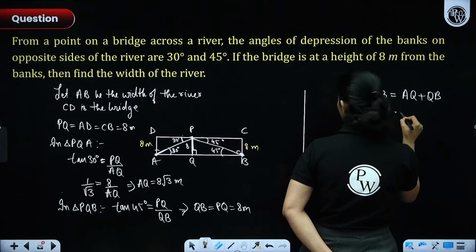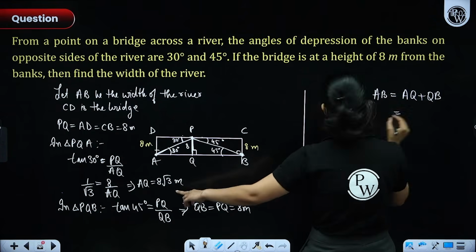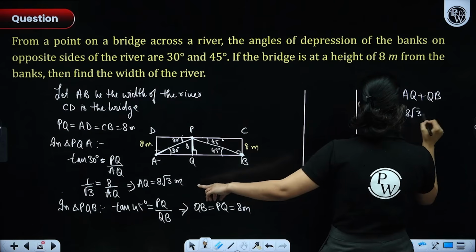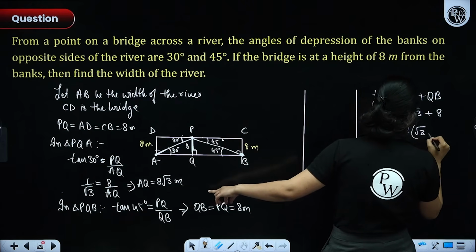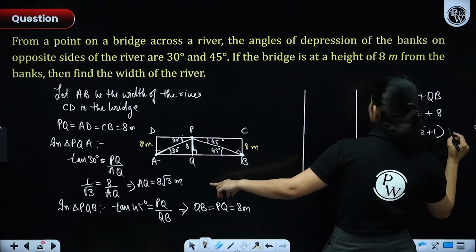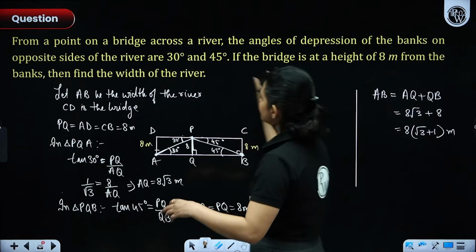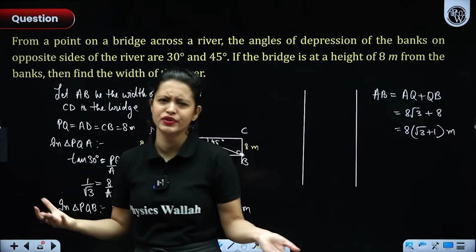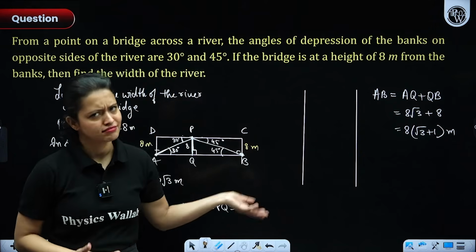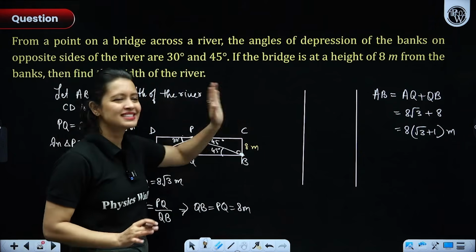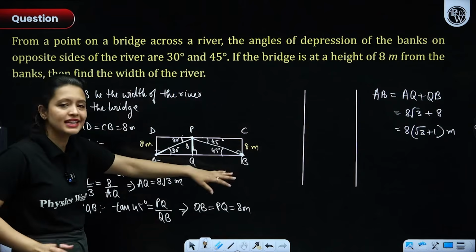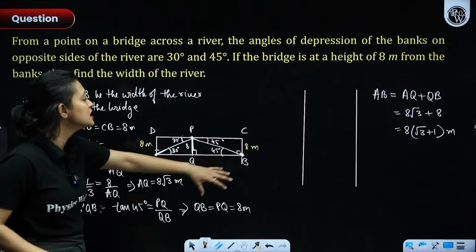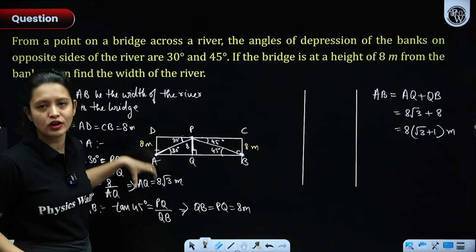Right, so AQ would be equal to, we have figured it out, 8 root 3, and QB is equal to 8. So the final answer is 8 into root 3 plus 1 meters. Now here we have not been given that use root 3 as 1.73, so I'll leave my answer like this only. Okay? So yes, this is the final answer and I hope this was very easy. I think it was a very easy question. The only thing that was hard to understand was how to draw the figure.